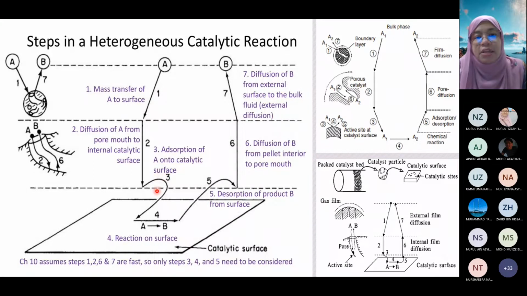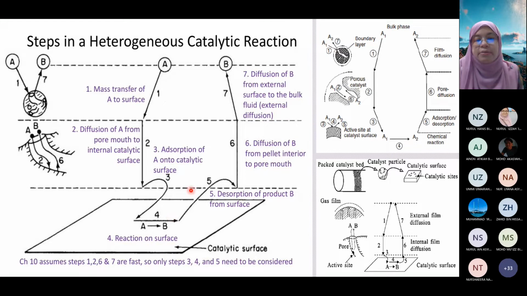Okay, then after the adsorption, maksudnya dia dah attach your reactant to the active site of the catalyst through adsorption process. Then reaction berlaku on the active site of catalyst. So dia kata reaction on surface. Catalytic surface ni lah active site. Okay, reaction berlaku, reactant ni will react to produce the product B. This is step 4, reaction to produce the product on the active site of the catalyst.